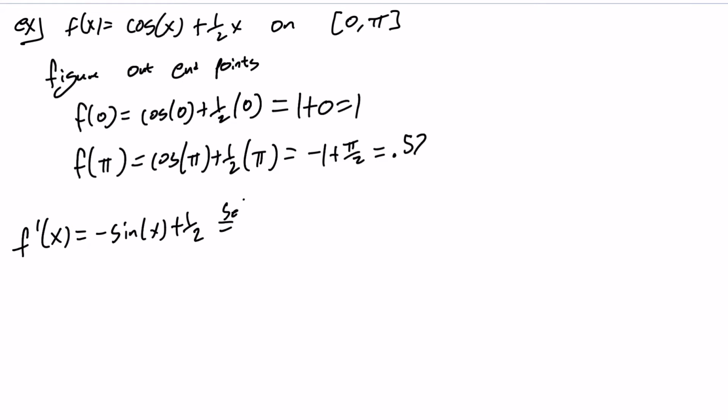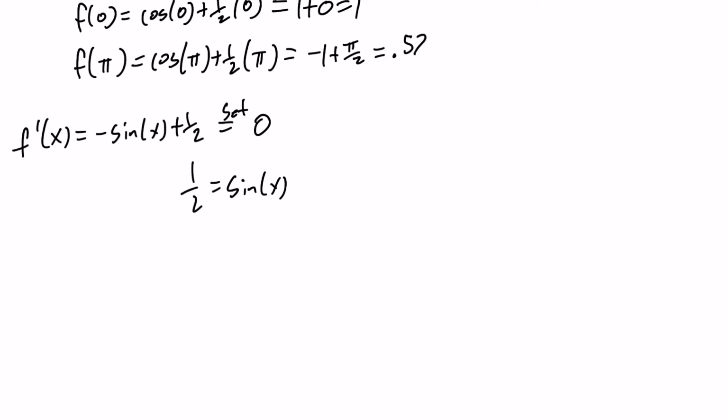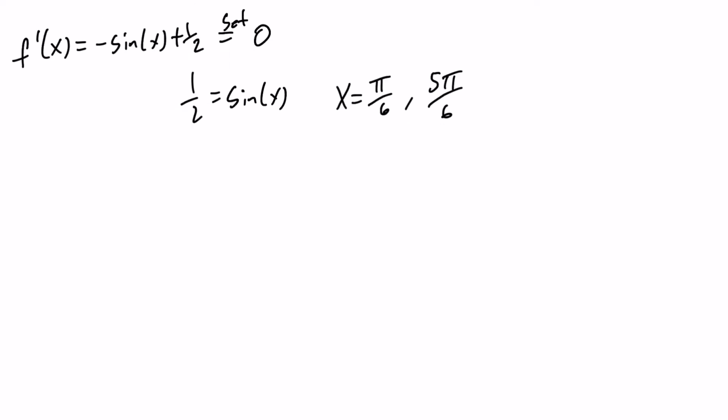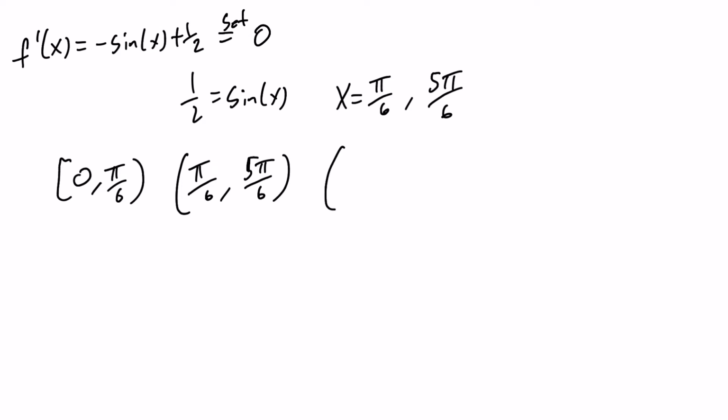So in order to find our critical points, we're going to set this equal to 0. So this tells us 1/2 is equal to sine of x. And where does this happen? If we think back to the unit circle, this will happen at x equals pi over 6 and 5 pi over 6. And so we get the following intervals. We get an interval from 0 to pi over 6, an interval from pi over 6 to 5 pi over 6, and an interval from 5 pi over 6 to pi. And we get to include 0 and pi.